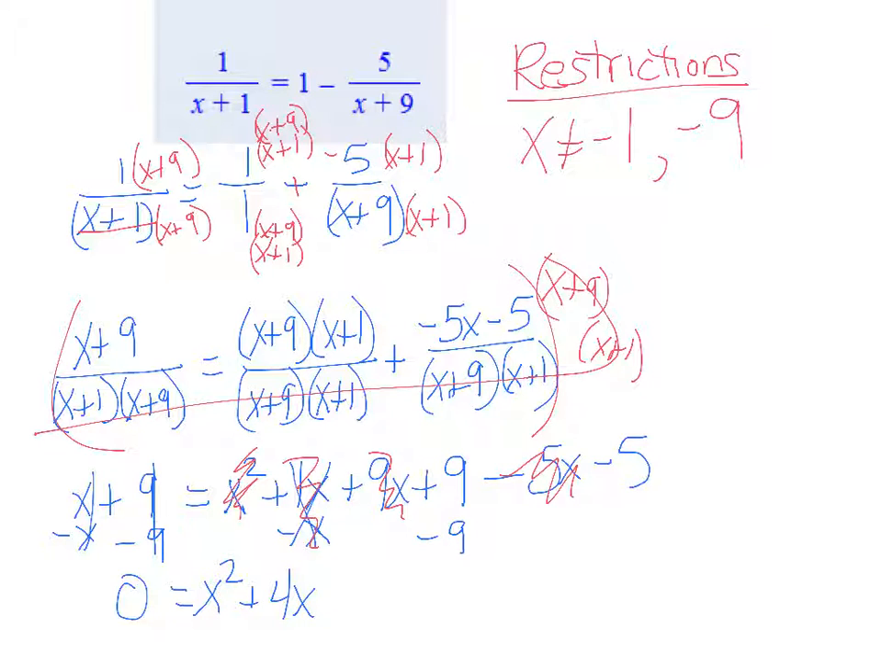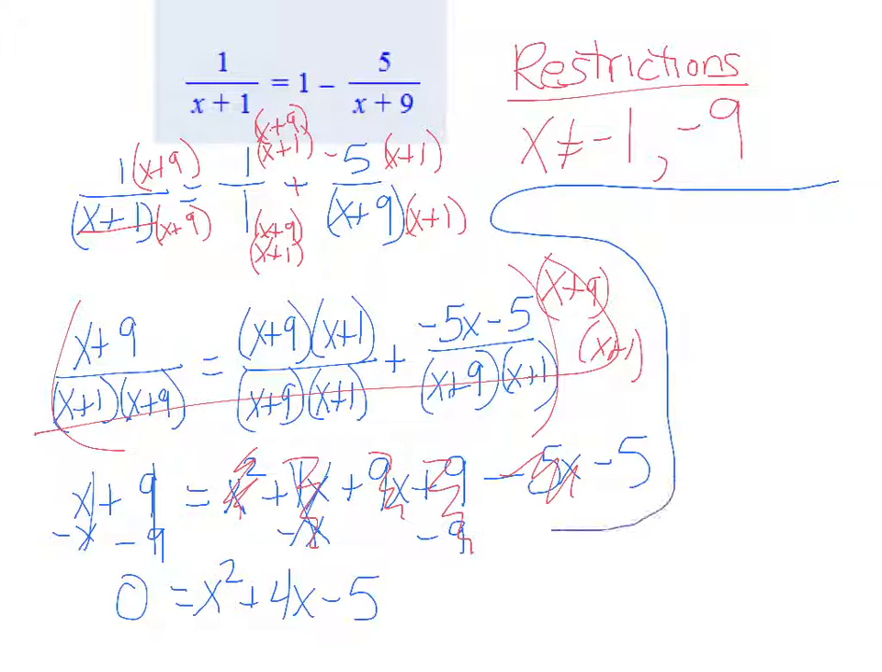What do I have left? Oh, I have this 9 and this minus 9. Well, that's going to cancel beautifully, and all I have left is a minus 5. So all of that mess really simplifies pretty nicely here to this quadratic. All right, so let's see what I can do here. I'm going to come back up here to the top, and I'm going to factor this.